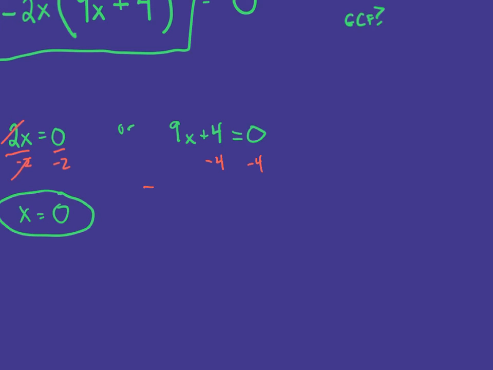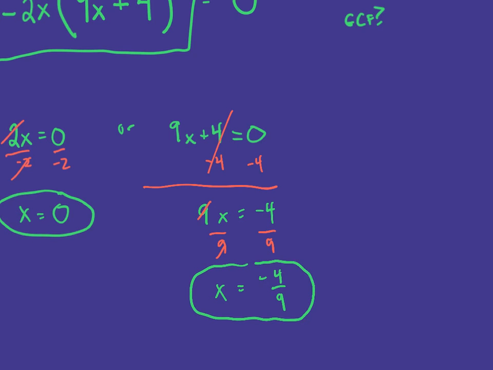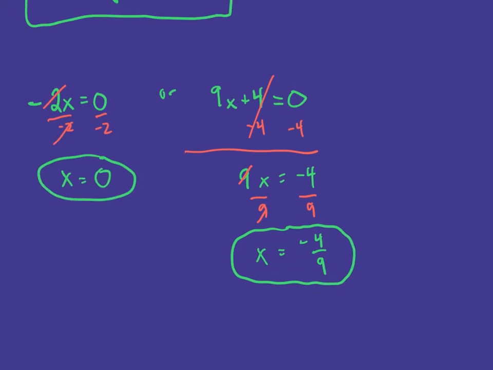Subtract 4 on both sides. 9x equals negative 4, and then divide by 9. Make sure you reduce any of these fractions if you can. 4 and 9 don't have anything in common.